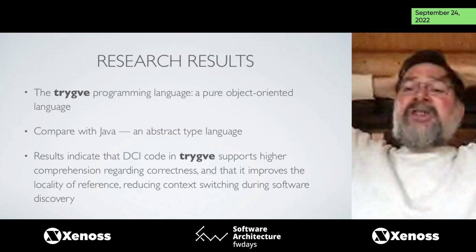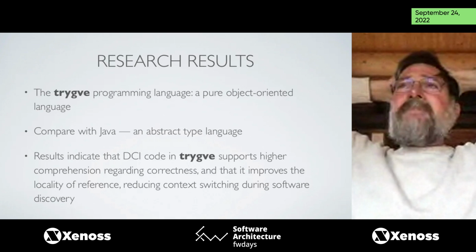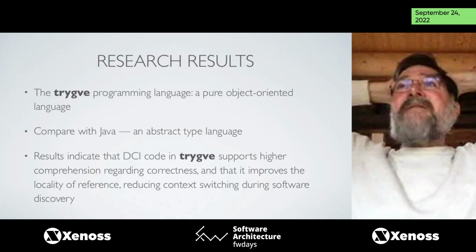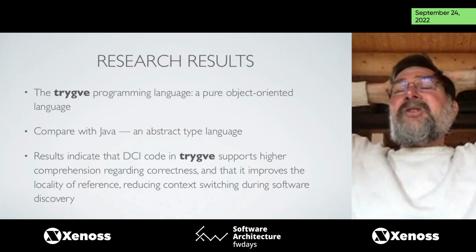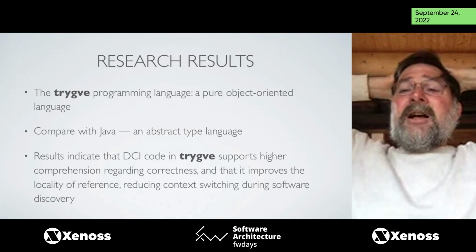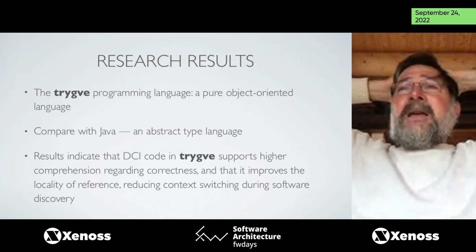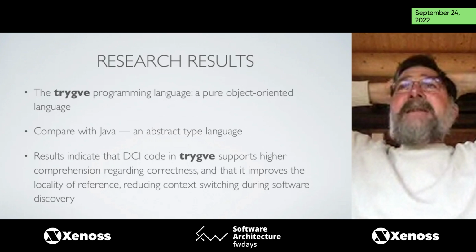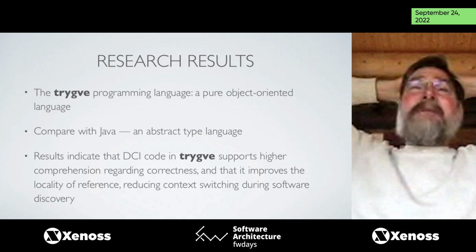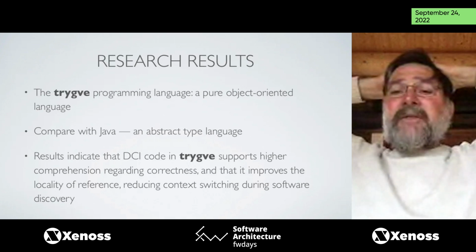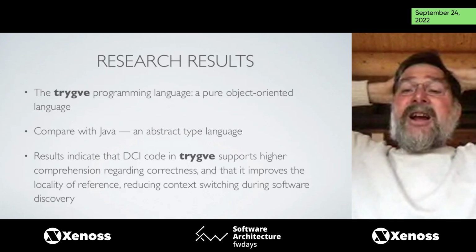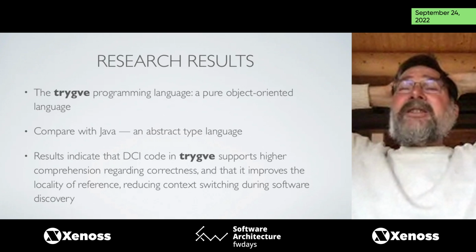Let me wrap up with some research results. So I've created a pure object-oriented programming language, kind of with Java syntax. So it becomes more virus-like, easier learning curve. This is what you can get on GitHub. And the folks at RIT did a controlled experiment where they had one team doing Java implementation of a problem and another one doing a Trygve implementation of a problem. And the results indicate that DCI code in Trygve supports higher comprehension regarding correctness.